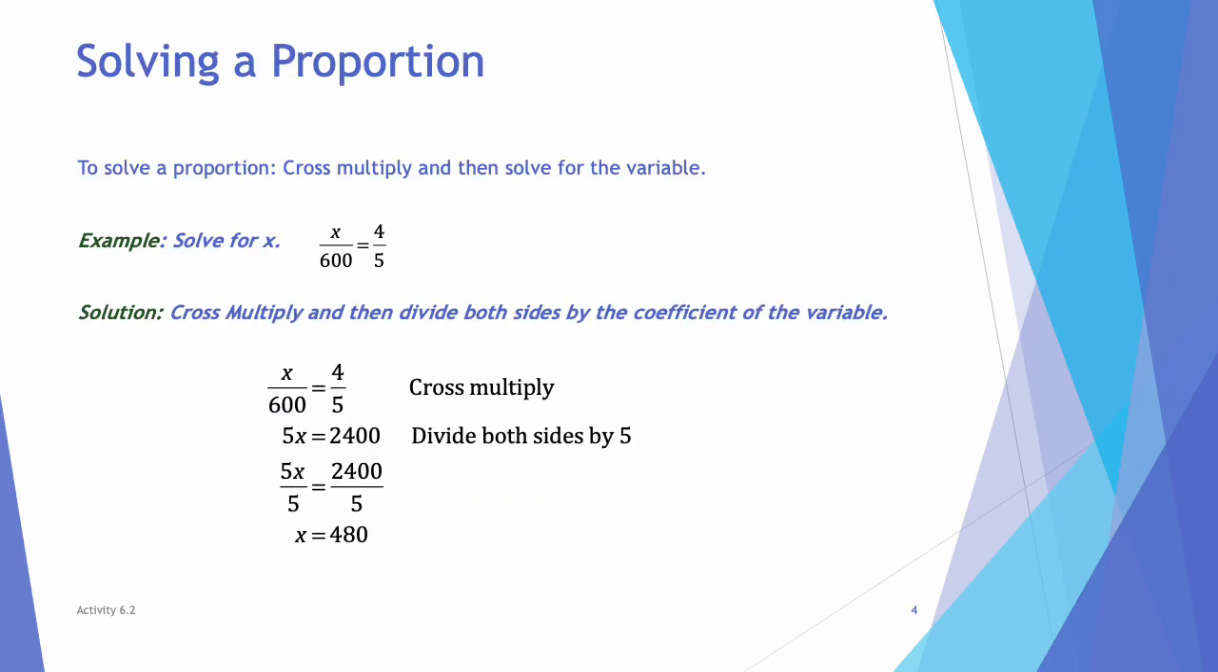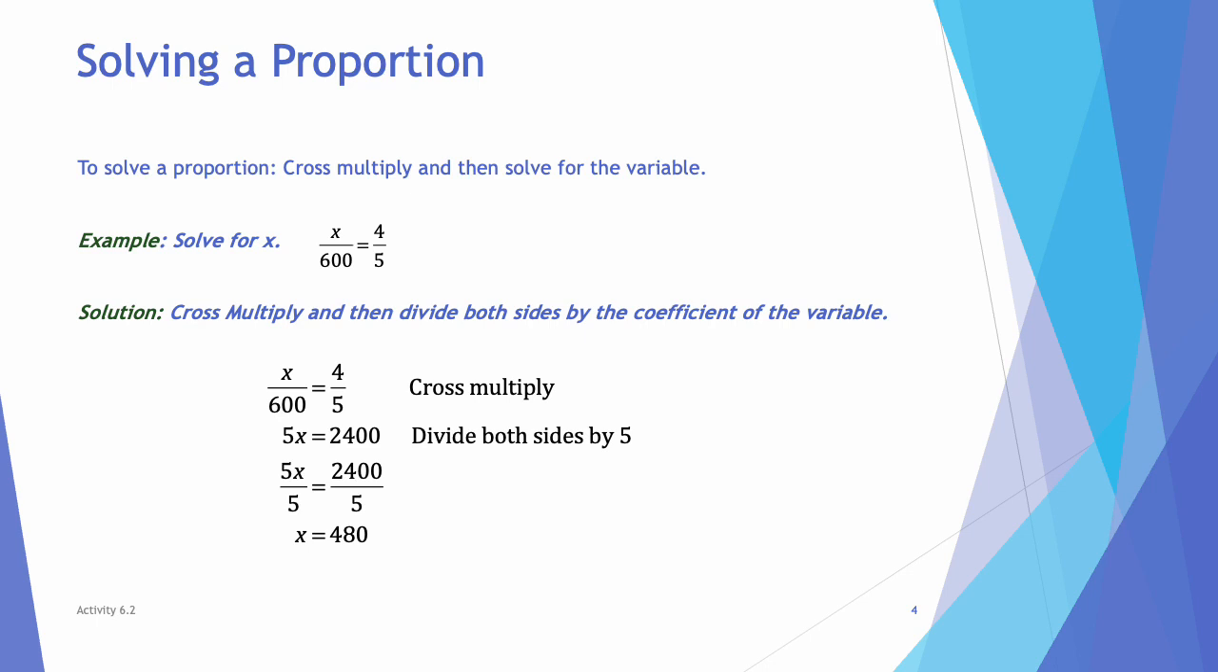Now we'll look at solving a proportion. In this case, we have a variable as one of the numerators or as a denominator, and we want to find the value of that number. So in this example, I'll have x over 600 equals 4 over 5. I want to find what the x is.